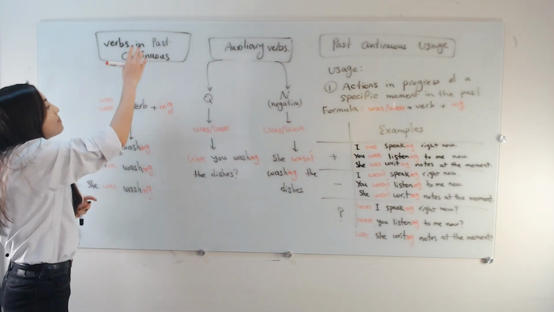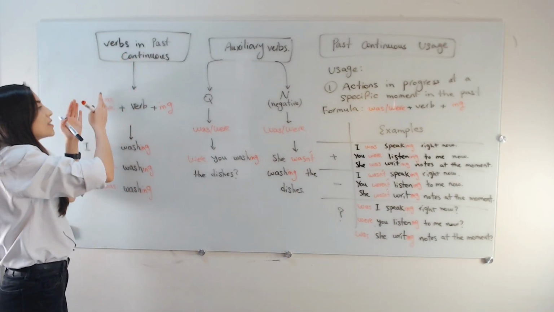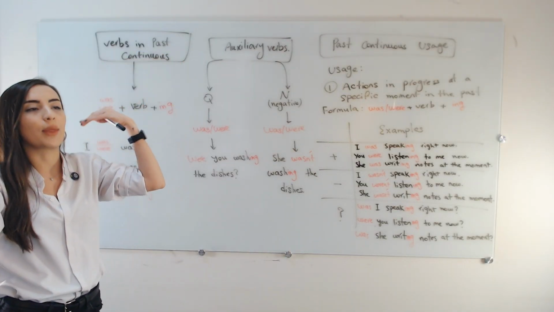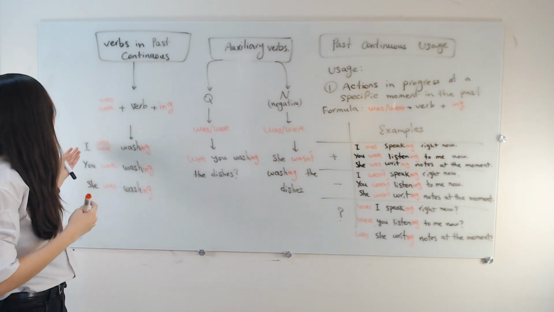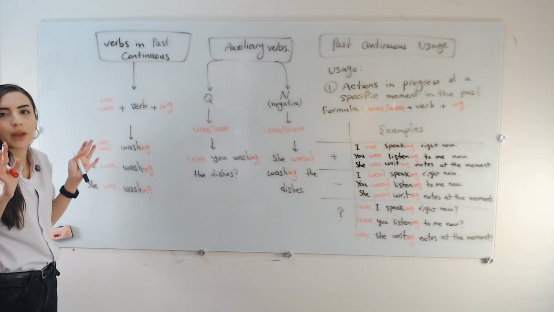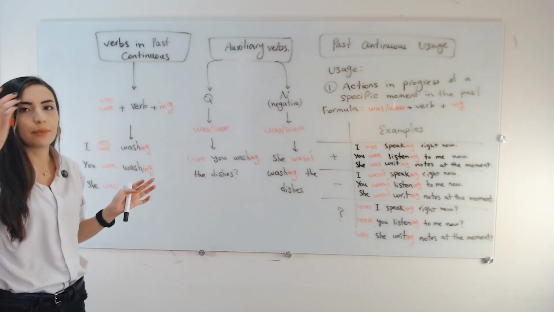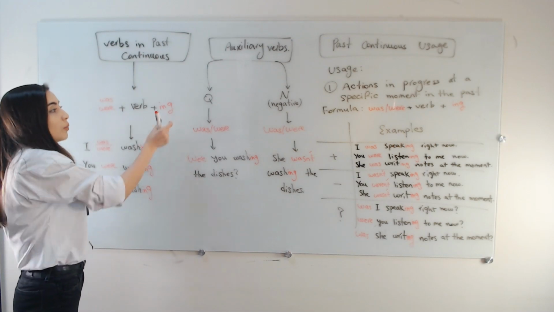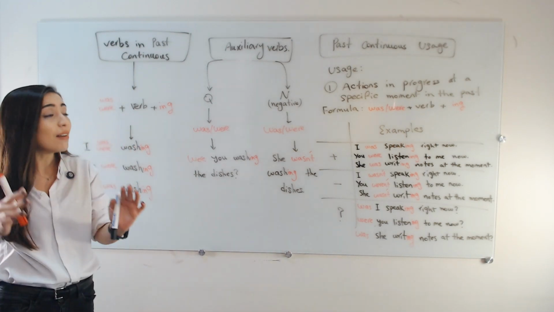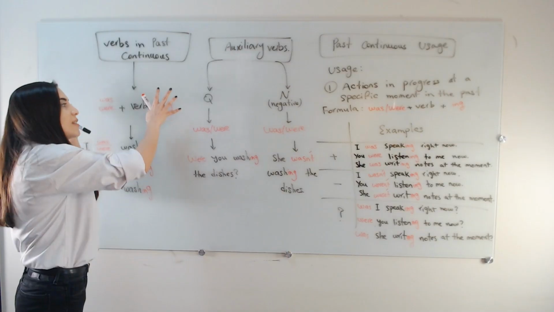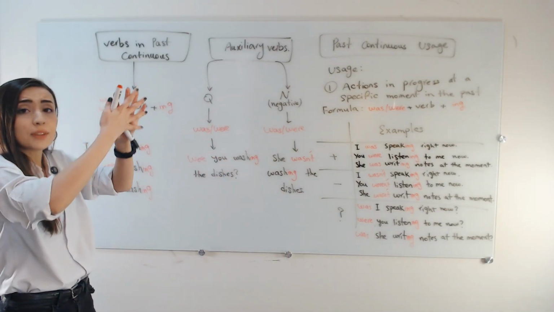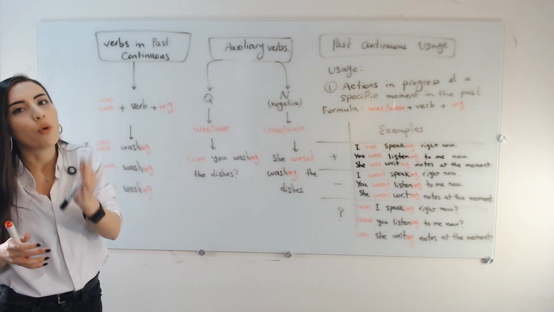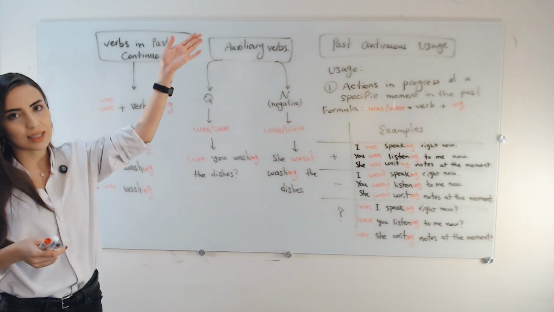In past continuous, we say was or were plus verb plus ing. I was doing something. For I, both of them are correct, so to say I was or I were, both can apply. Washing, the verb is simple. We add ing to the verb. So whenever you see was or were and ing together with the verb in the middle, be sure that 99.99% it will be past continuous.